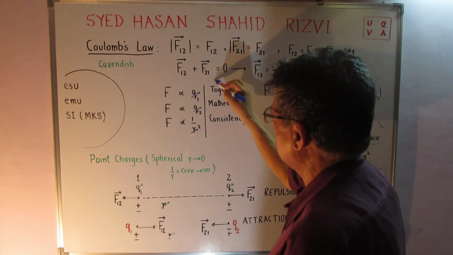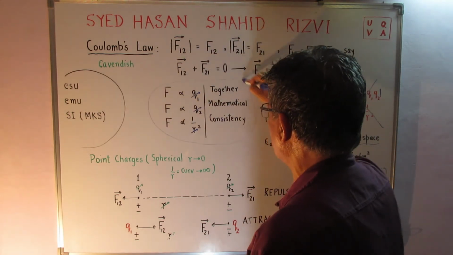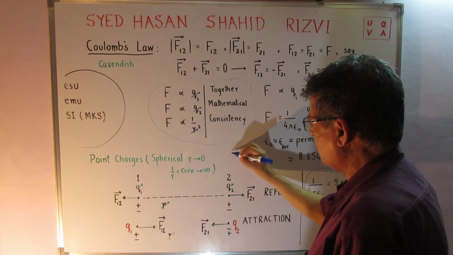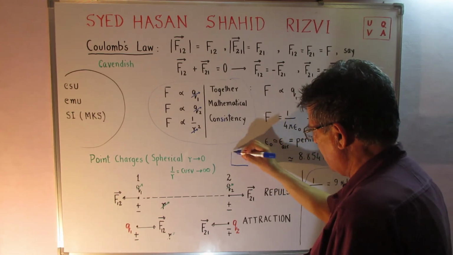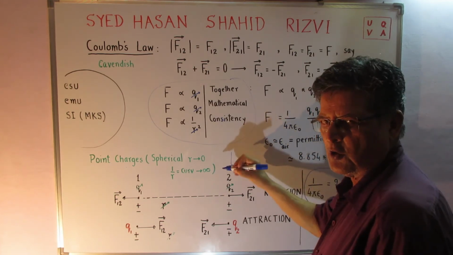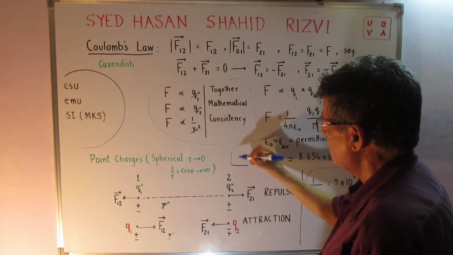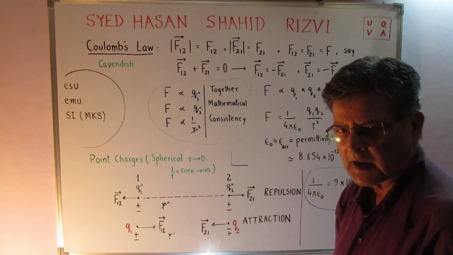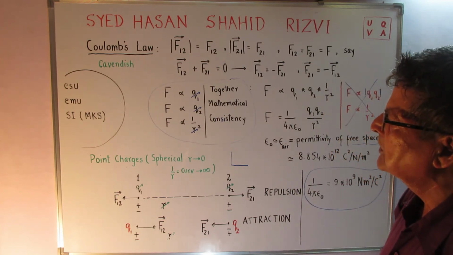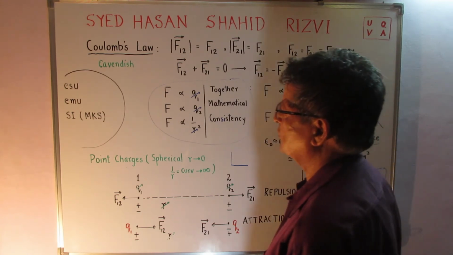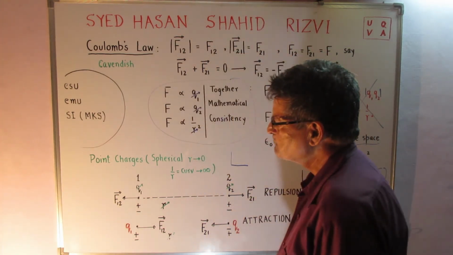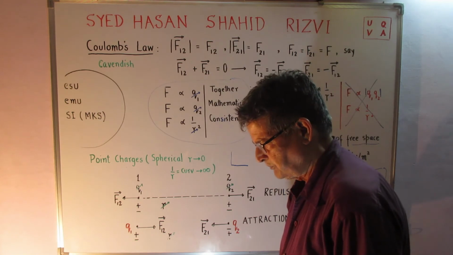Let me finish it at this point, and then I will explain these things in the next lecture. In the systems approach, we'll draw graphs between the force and Q1, force and Q2, force and 1 upon R square, force and R. And we'll see how things vary. It's just a gimmick that I will share with you. But I must tell you something.